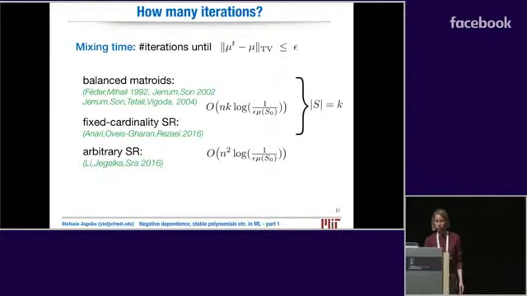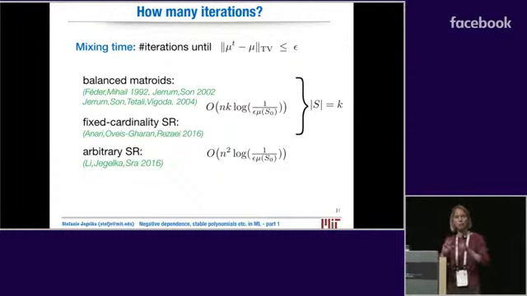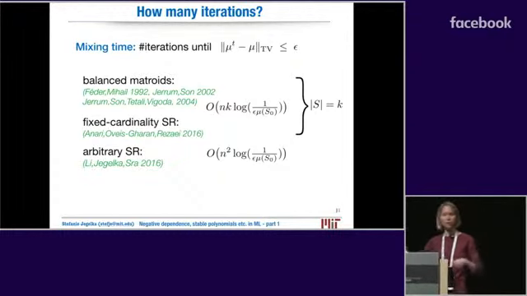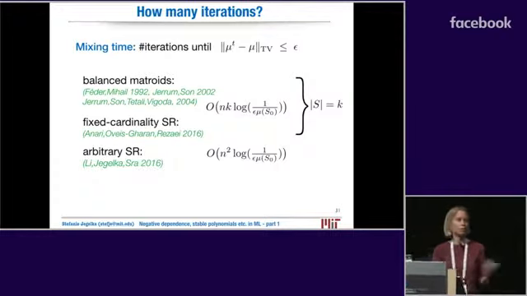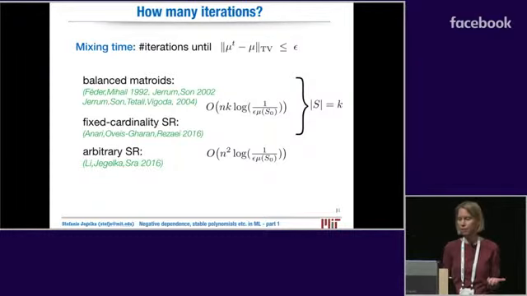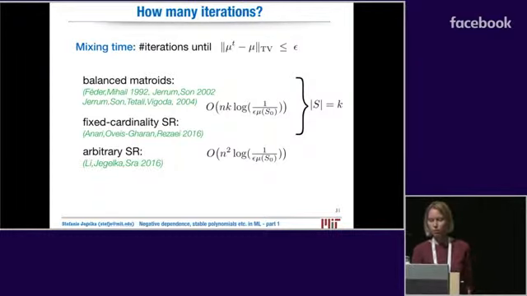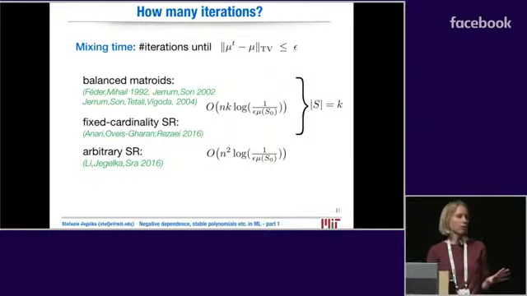In the same year, we generalized the result to hold for arbitrary strongly Rayleigh measures with exactly the Markov chain that I showed you. So basically just this simple: pick an item inside, an item outside, and try to swap them. So it's actually very simple to implement. Just for illustration, I want to give you an intuition. How do you actually prove this result?